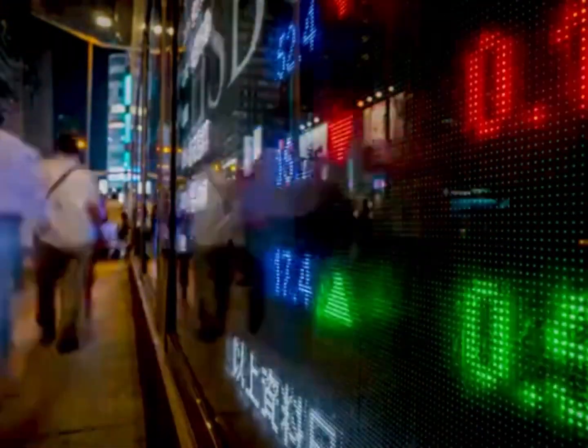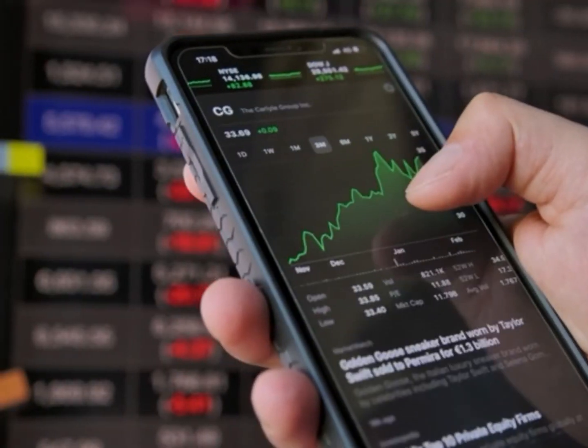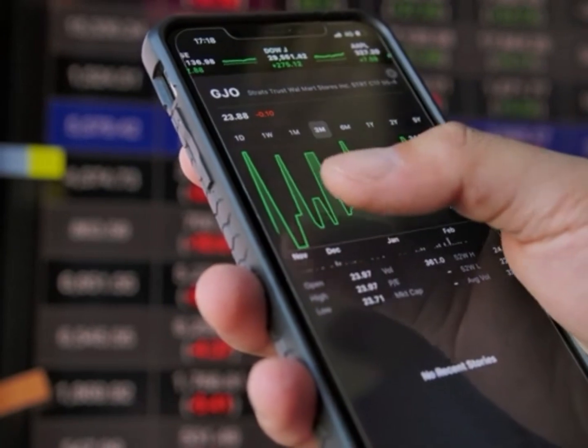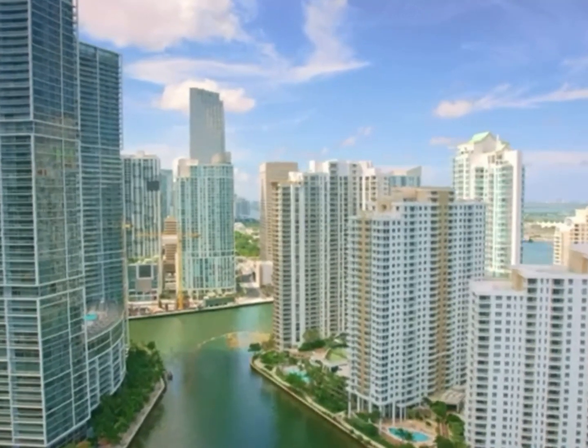Options are powerful financial contracts that can give you an edge trading stocks and limiting your risk. So today we're going to explore how you can make money and manage your risk trading stock options.